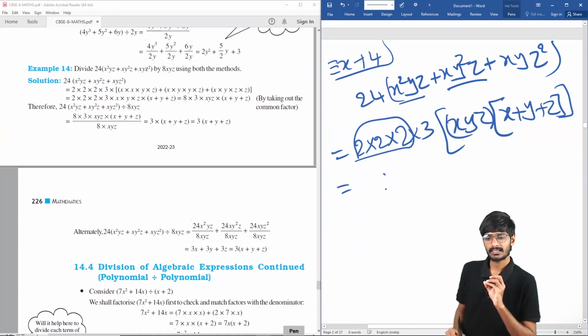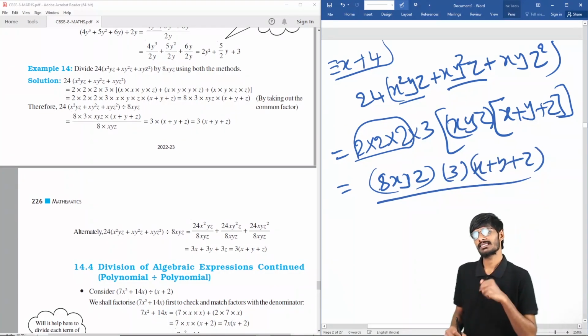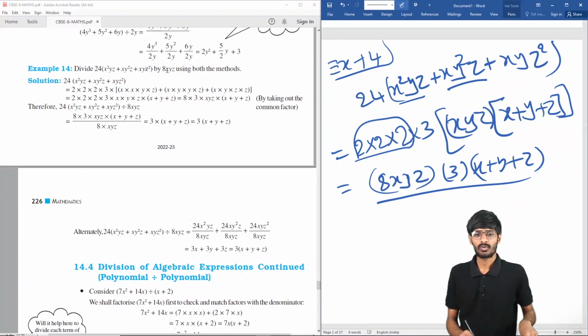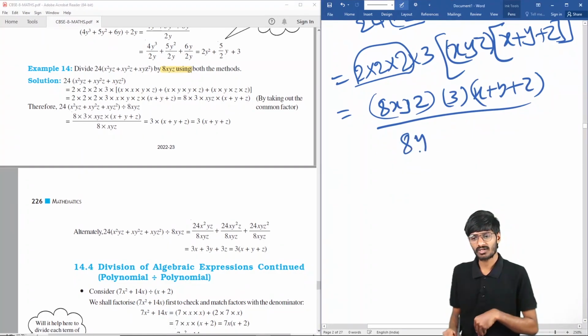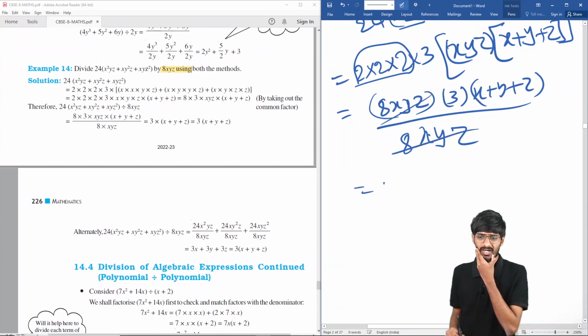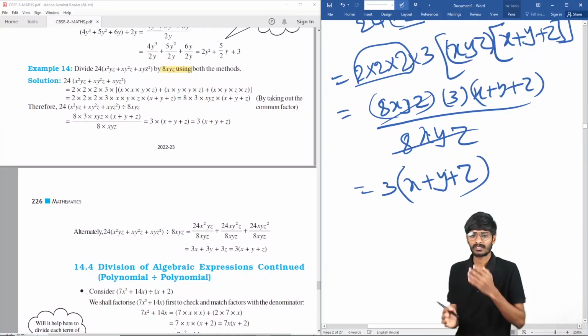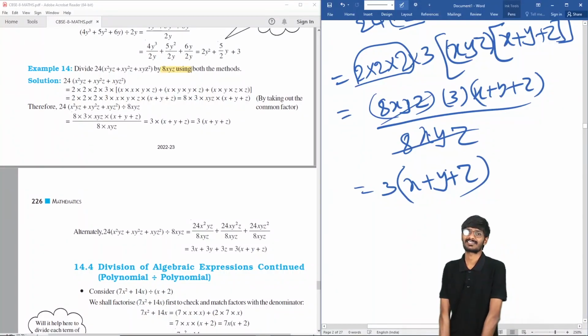Or you can write it as 8xyz as one term and into 3 into x plus y plus z. Sir, why have we written 8xyz as one term, sir? Since we have to divide it with 8xyz, no. So we have to divide it with 8xyz. So these will be cancelled out. What remains is 3 into x plus y plus z. So that is the way of finding the answer.